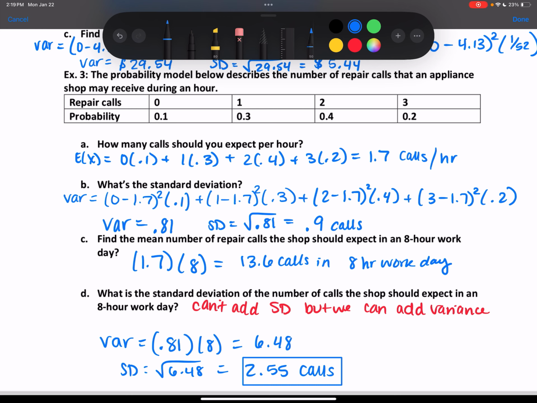So you've got to change it back to variance to be able to do that. And that's always going to be the case. You have to use variance to do that.